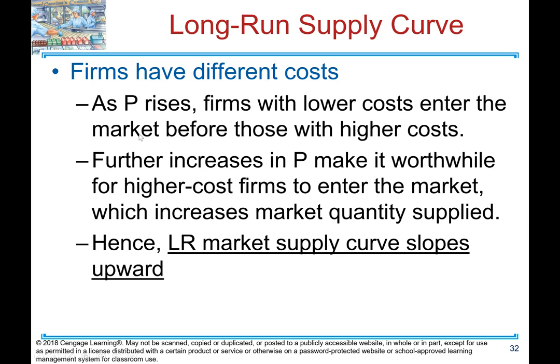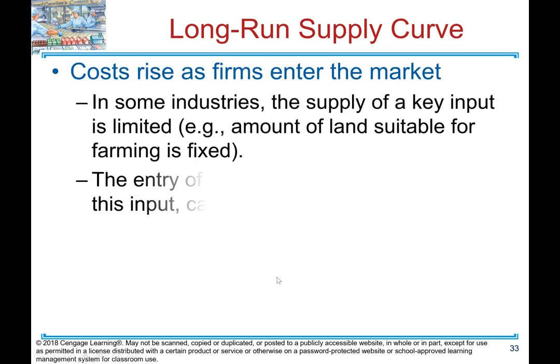Farms have different costs. As price rises, farmers with lower costs enter the market before those with higher costs. A further increase in price makes it worthwhile for higher cost farms to enter the market, which increases market quantity supplied. Hence, the long run market supply curve slopes upwards.